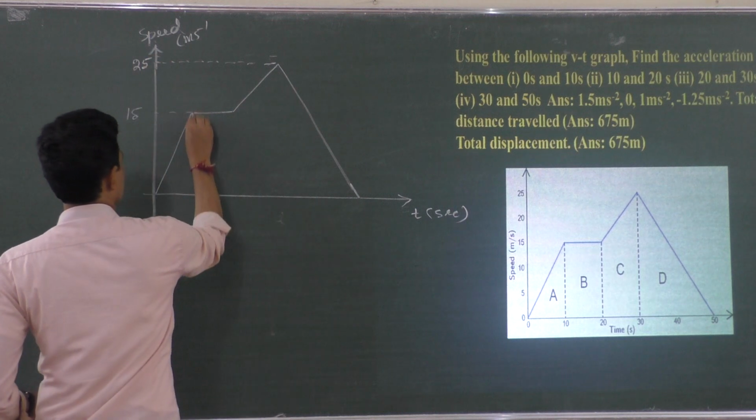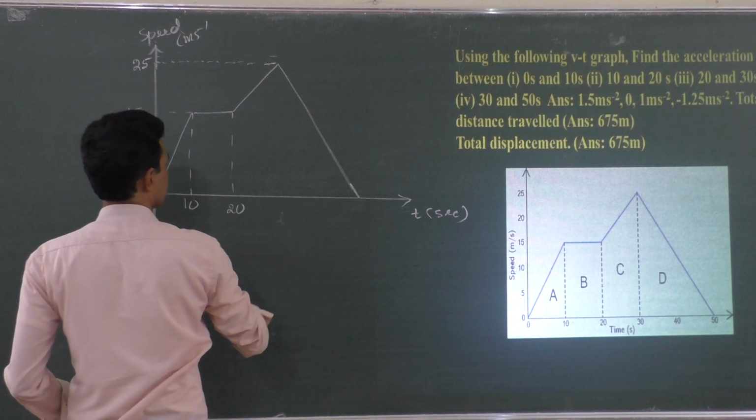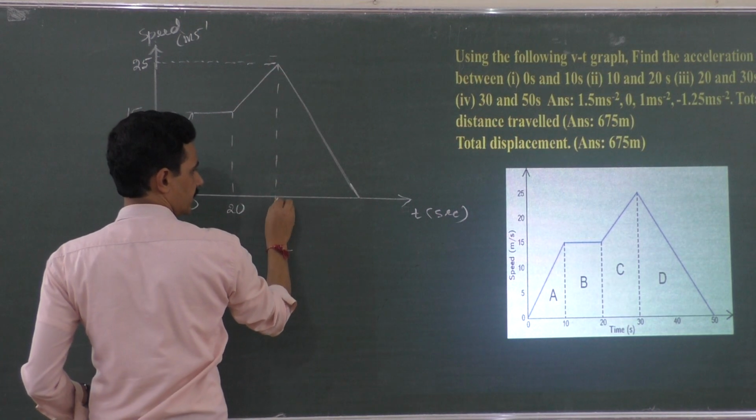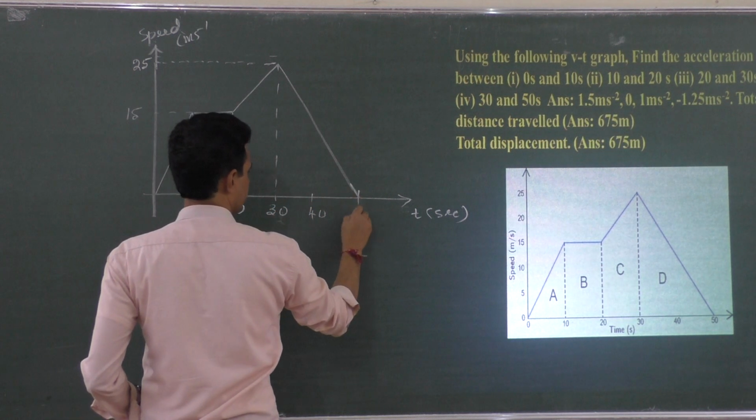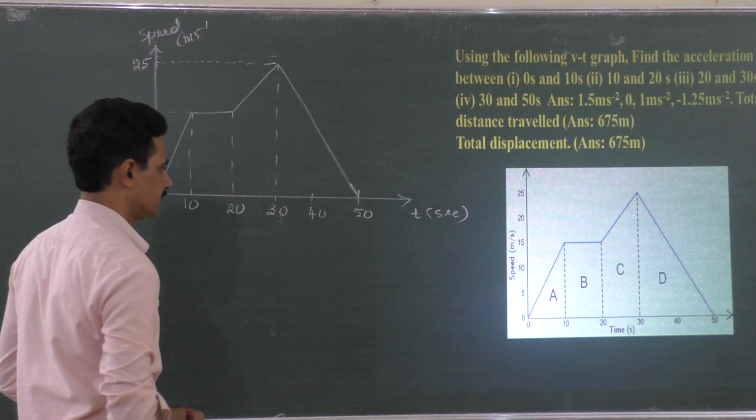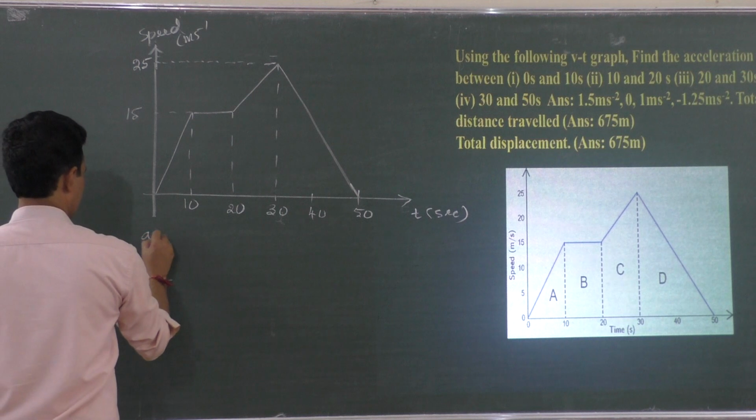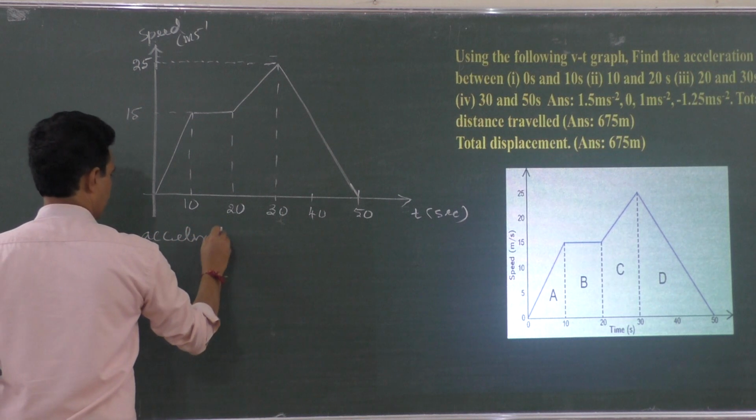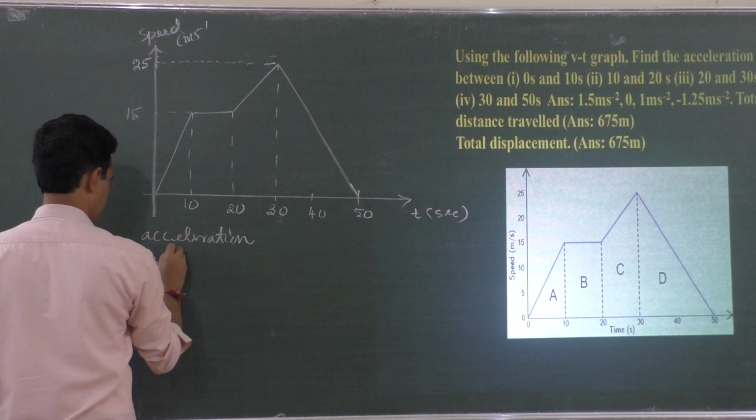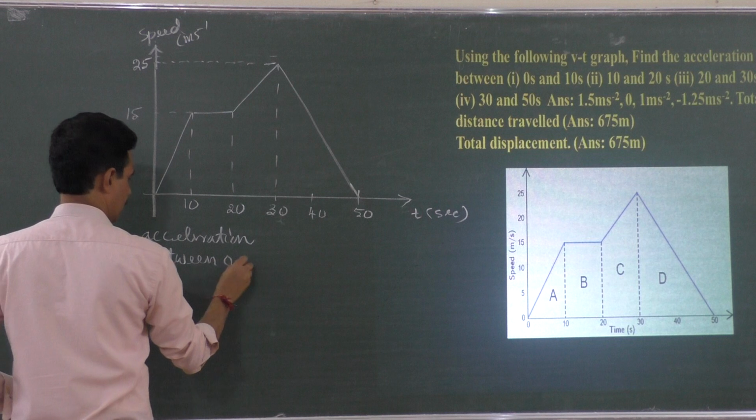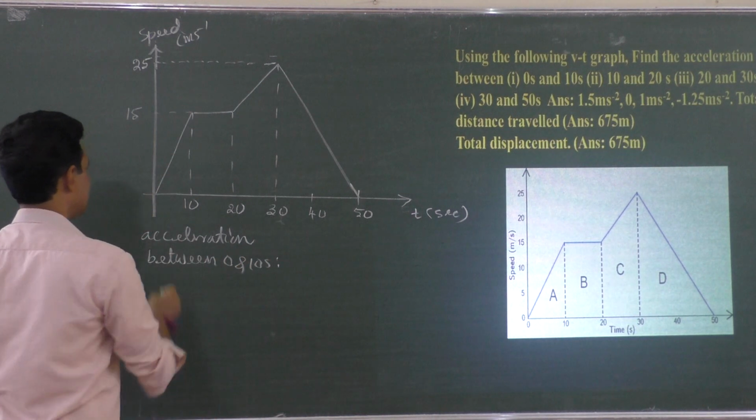25, and this is at the time when it is 10 seconds, 20 seconds, 30 seconds, 40 somewhere here, 50. So what is the acceleration between 0 and 10 seconds? It's uniform velocity increasing.